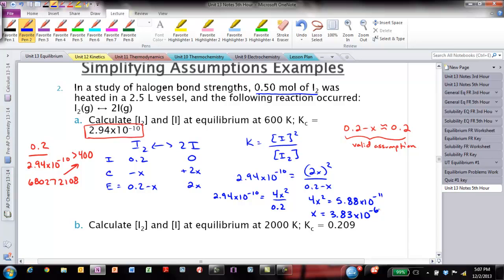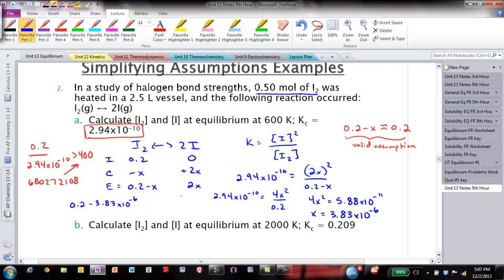And if you did look at your x value, and you subtracted 0.2 minus 3.83 times 10 to the negative 6, you do approximately get 0.2. It doesn't change a whole lot. So the goal is to calculate the I2 concentration and the I concentration at equilibrium. And so we're going to go ahead and do that.